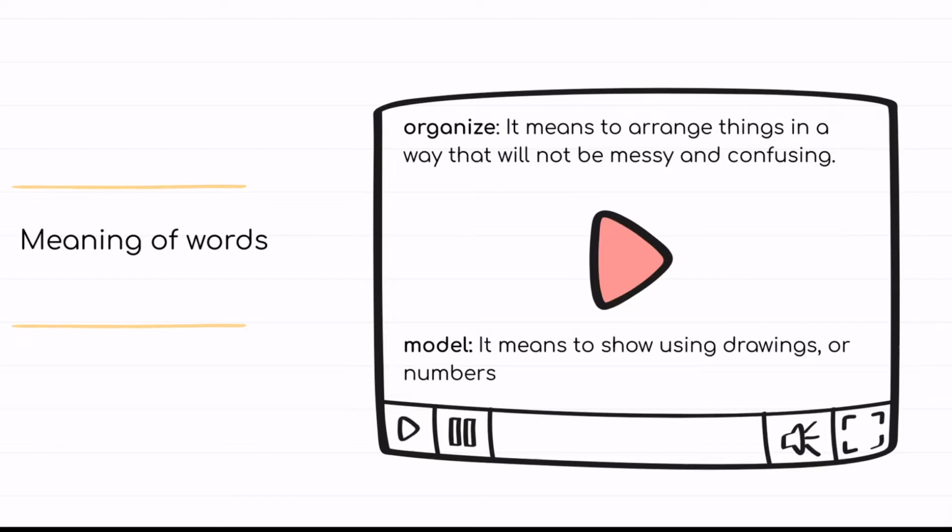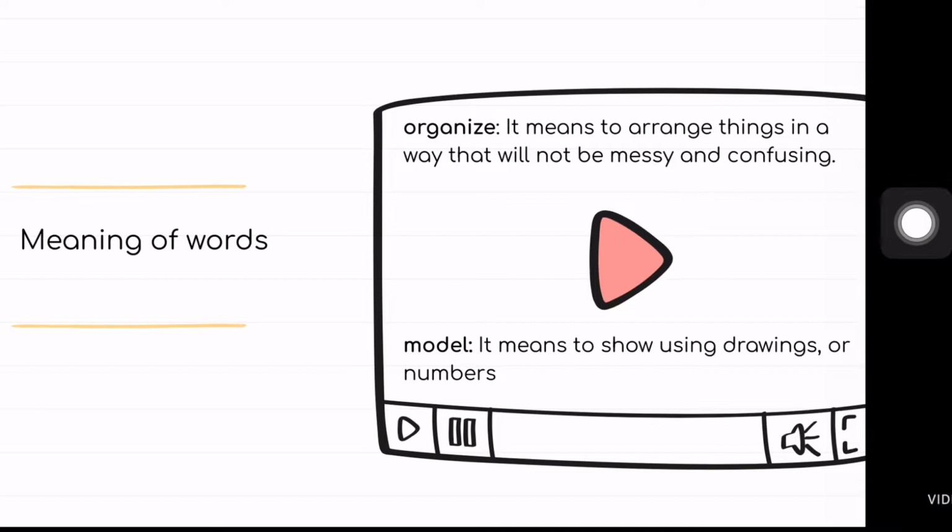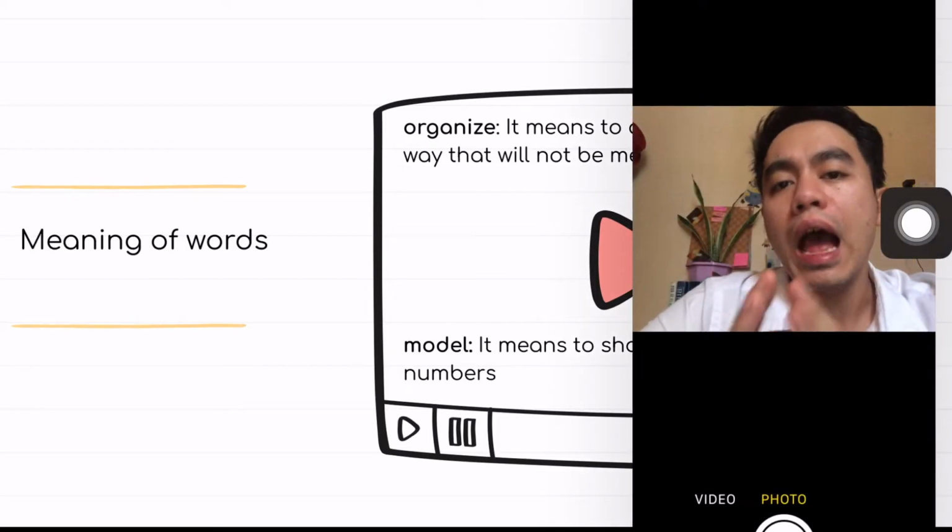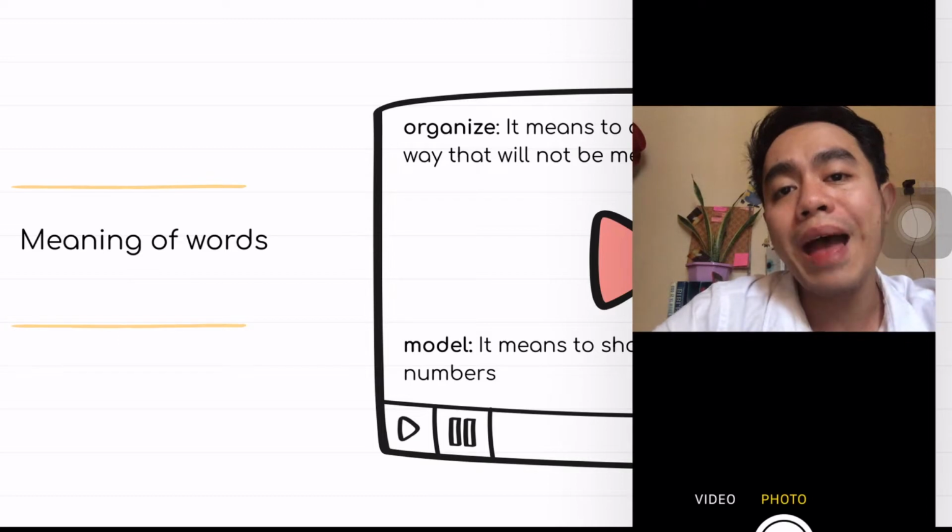Before I move on to my lesson, I just want to give the meaning of some words that we'll be using. I'm going to be using the word organize, and I'm going to use the word model. When I say organize, I mean it this way: it means to arrange things in a way that will not be messy and confusing. Again, organize means to arrange things in a way that will not be messy and confusing.